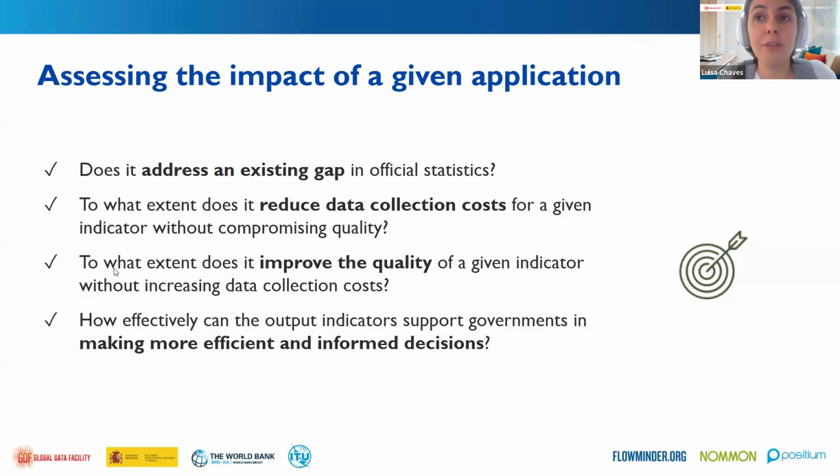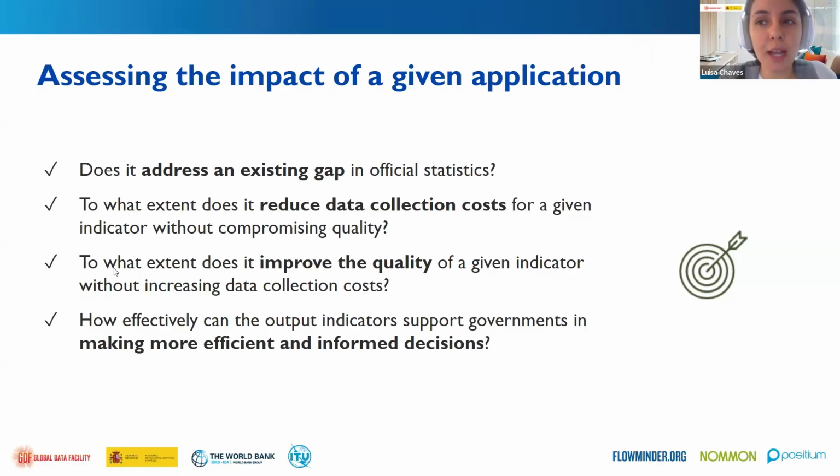So first, you need to ask yourself, does the policy application that I'm looking for or that I'm thinking about address an existing gap in official statistics in my country? The second and the third questions are related to data collection and quality. First, to what extent does it reduce data collection costs for a given indicator without compromising quality? So it reduces the costs of what we are doing now. And the second one is focused on the quality. To what extent does it improve quality for a given indicator without increased data collection costs?